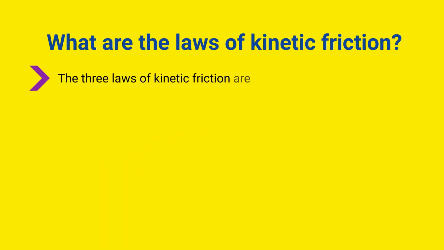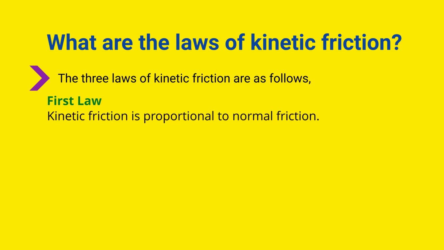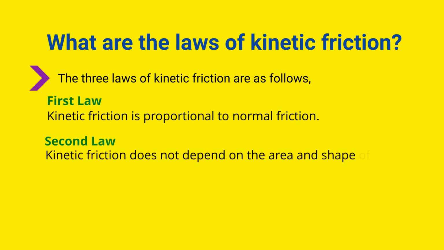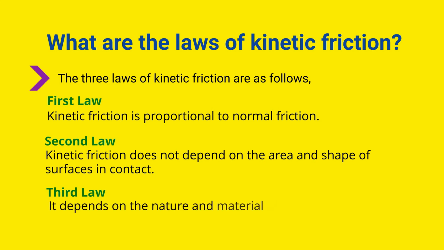What are the laws of kinetic friction? The three laws of kinetic friction are as follows. First law: kinetic friction is proportional to normal force. Second law: kinetic friction does not depend on the area and shape of surfaces in contact. Third law: it depends on the nature and material of bodies in contact.